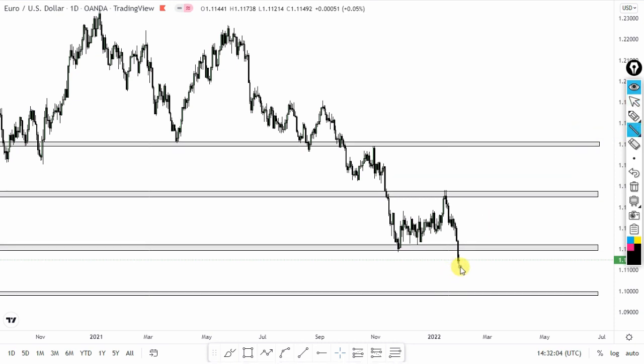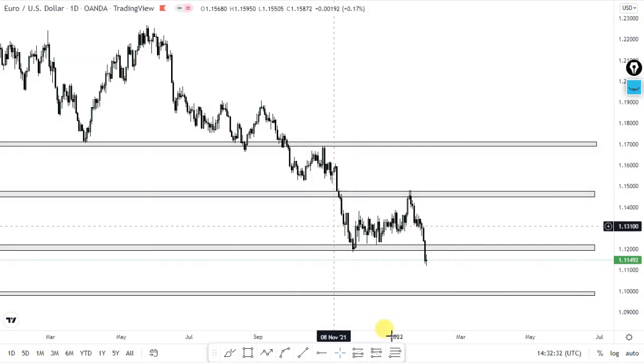Watch our first scenario. And this support zone will be our target. Watch our second scenario.